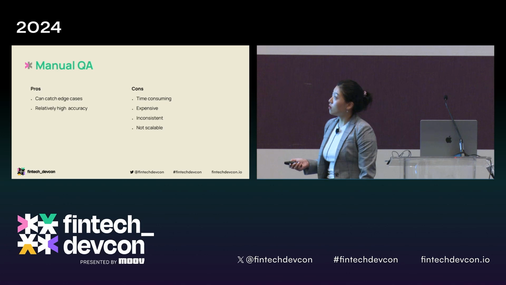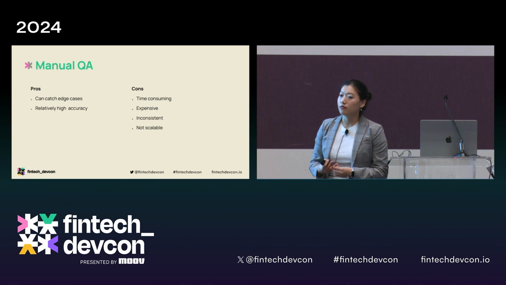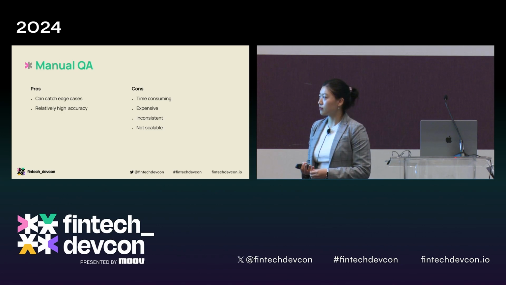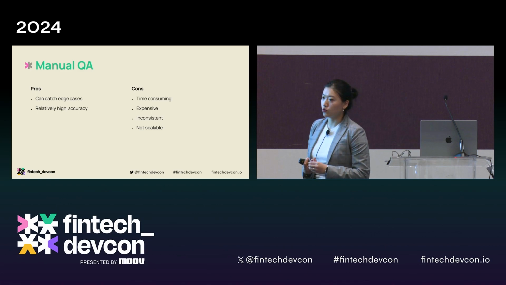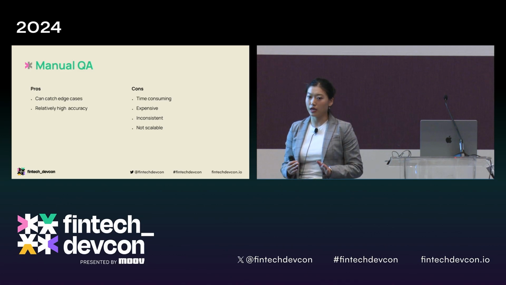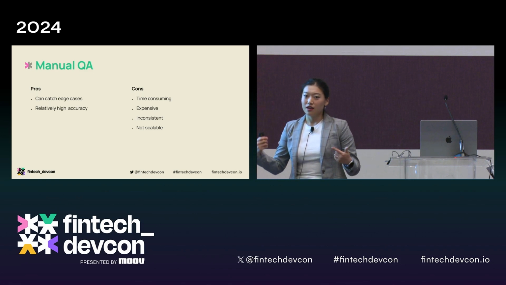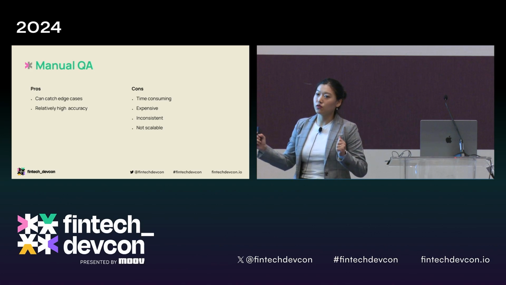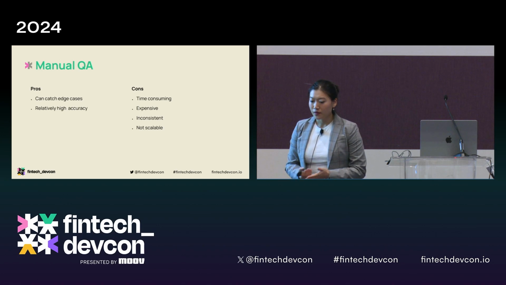OK, so pros and cons. For manual QA, humans can catch some edge cases, and humans often have pretty high accuracy. However, this is definitely a time-consuming process, and it is expensive. Also, it can be inconsistent, as you can see in the previous example. Different people might have different standards and use different information to label the data.